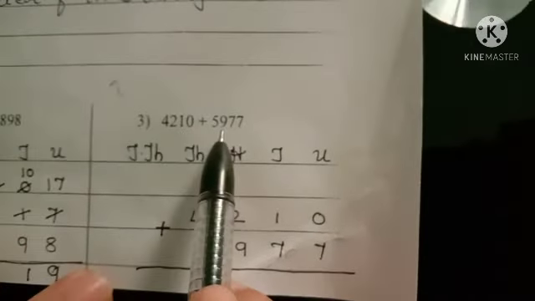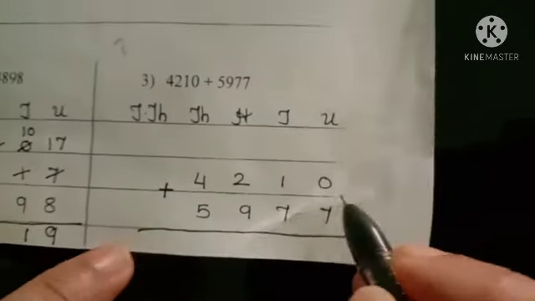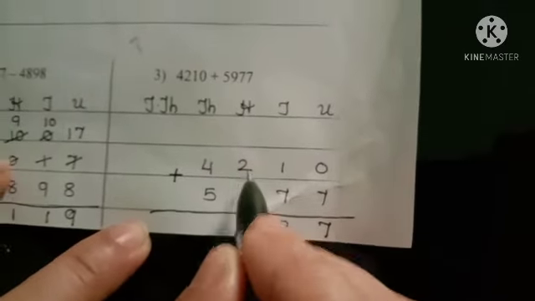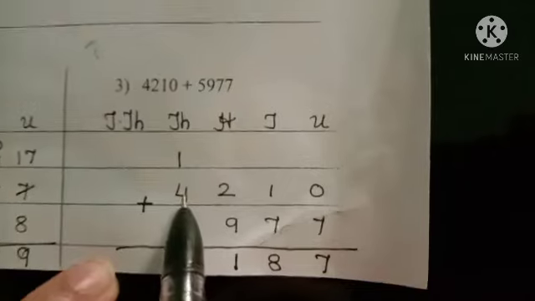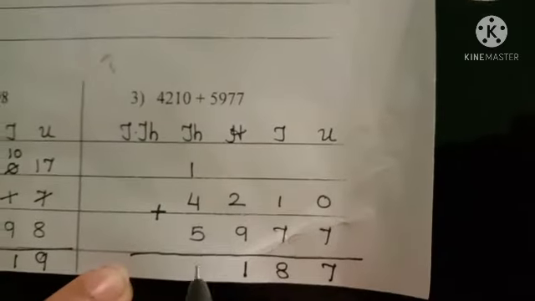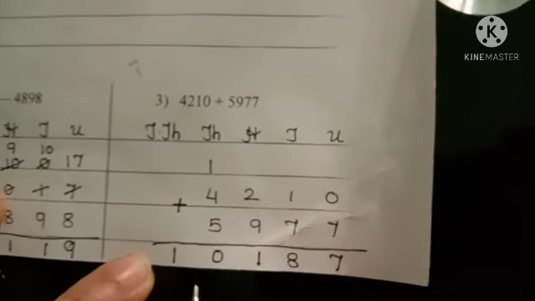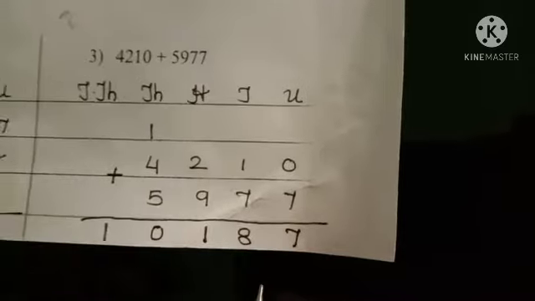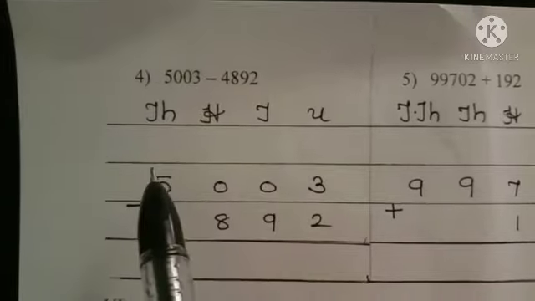Third example is given, addition: 4210 plus 5977. So start our addition from units place. 0 plus 7 is 7. 1 plus 7 is 8. 2 plus 9 is 11. So write 1 here and 1 we have to carry over to thousands place. Then 1 plus 4 is 5 and 5 plus 5 is 10. So 0 will be written in thousands place and 1 will go in ten-thousands place. So the answer is 10,187.